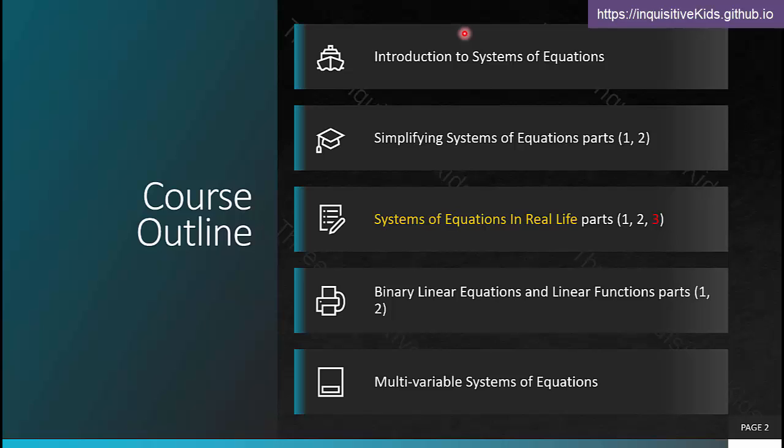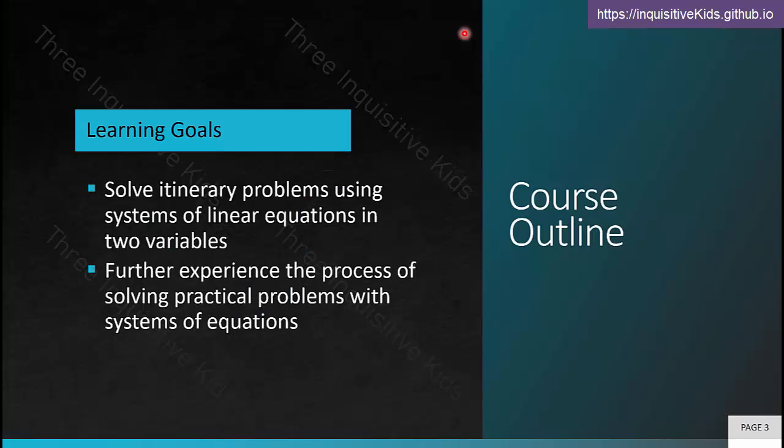Okay, so this is part 3 of Systems of Equations in Real Life. The 2 learning goals for today are to solve itinerary problems using systems of linear equations in 2 variables, and of course to continue experiencing what it's like to solve word problems with systems of equations. This is a skill that is so basic. It's important, but I would call it basic because so many other skills sprout off of your basic knowledge of systems of equations. So it's important that you really strongly and firmly grasp the steps of solving word problems using systems of equations.